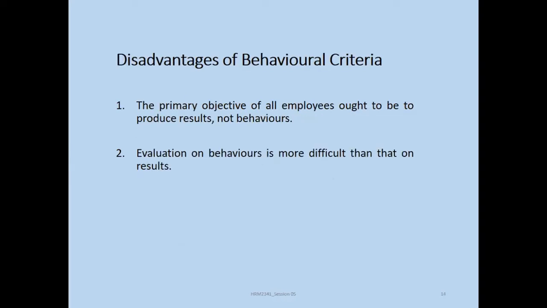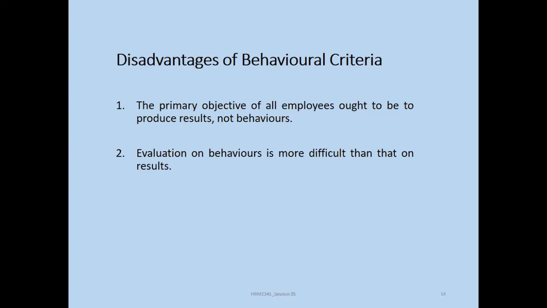There are also disadvantages of the behavioral criteria. The first one is that the primary objective of all employees ought to be to produce results, not behaviors. As I mentioned earlier, what organizations expect is what employees have produced, not basically how they produce it. The ultimate expectation is the results, not the behaviors. But here, the evaluation is only on the behavior. That does not ensure the organizational requirement, the results.